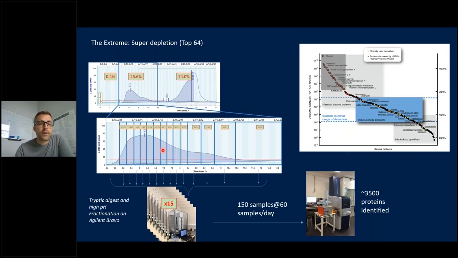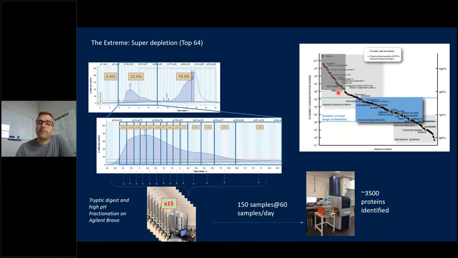So we can, for example, get these 10 fractions as shown here, and we can then digest these fractions individually and do a high pH peptide level fractionation on top of that into 15 fractions. So we would end up with 150 samples, which can then be quite quickly analyzed by an Evosep timsTOF Pro platform in this case with 60 samples per day. So we would spend a little bit more than 2 days on one of these blood plasma samples, and then we can get 3,500 or so proteins identified in these samples.